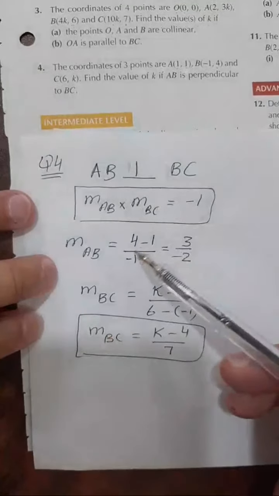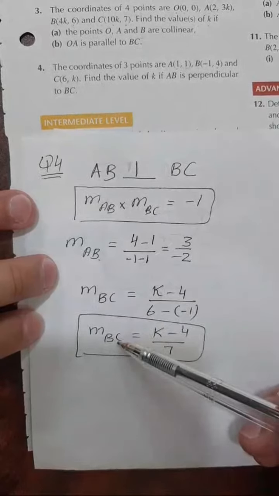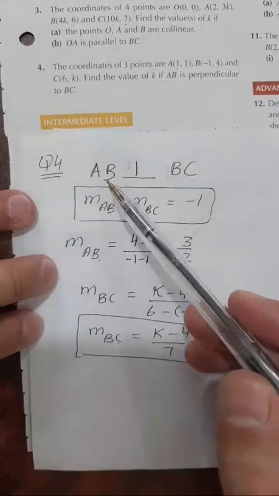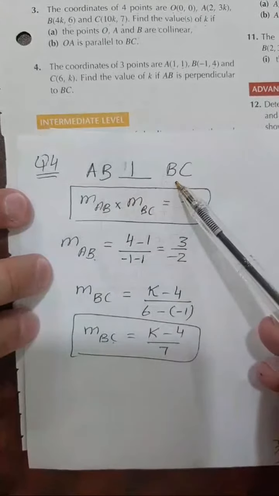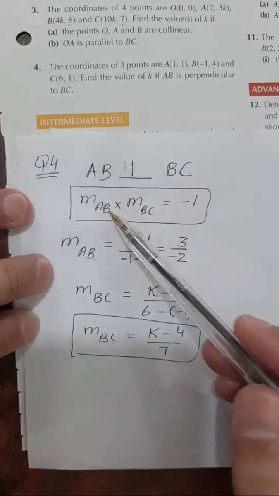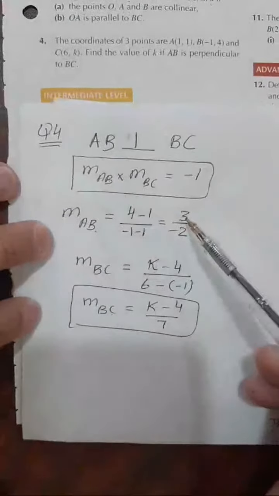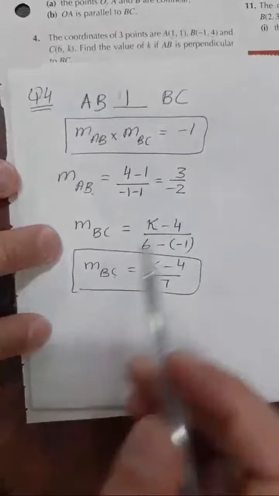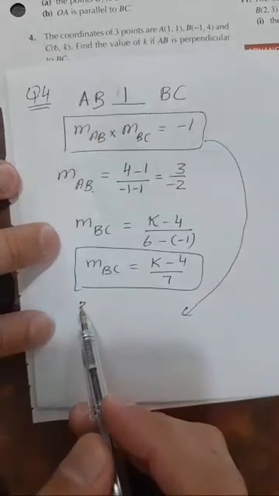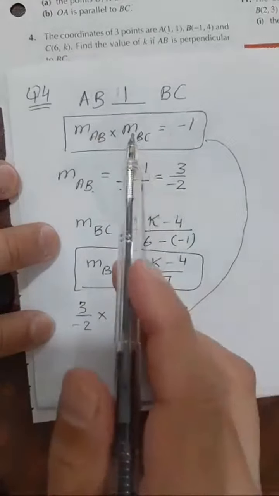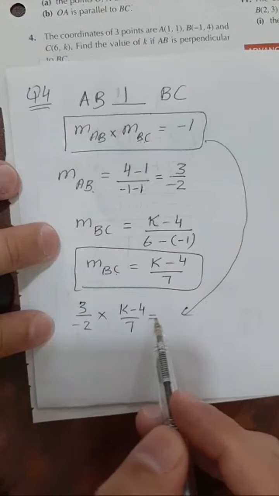Now we have obtained the slope for AB and the slope for BC, and because it is given in the question that AB is perpendicular to BC, the product of the slopes should be equal to minus 1. MAB is 3 over minus 2, into MBC, the slope of BC, which is k minus 4 over 7. Now that is equal to minus 1.